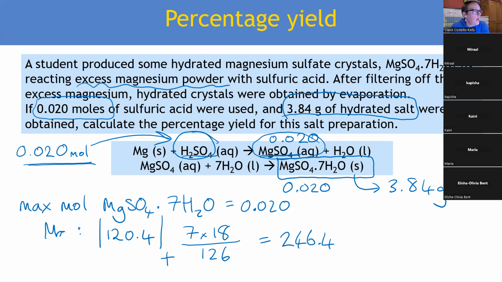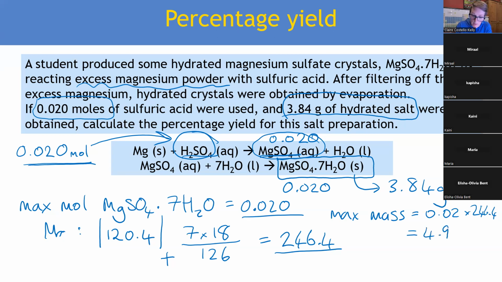I'm not doing them in my head. And so that the maximum mass, therefore, is moles times MR, 0.02 times 246.4 gives me 4.928 grams. And from there, it's nice and easy to do my calculation. So mass that I actually got is 3.84. Mass that I could have got, the maximum, should be bigger, otherwise we've done something wrong, is 4.928. And the percentage, again, trust me on this one, is 77.9%.